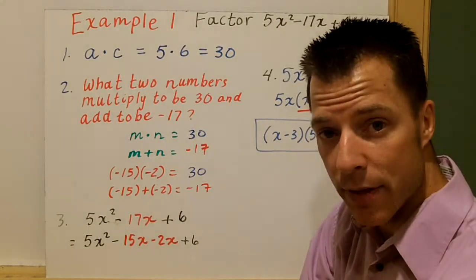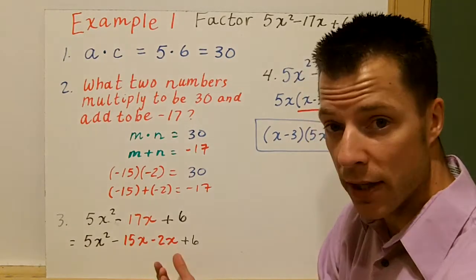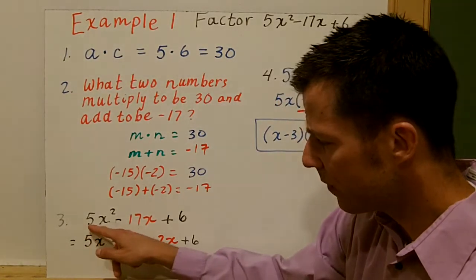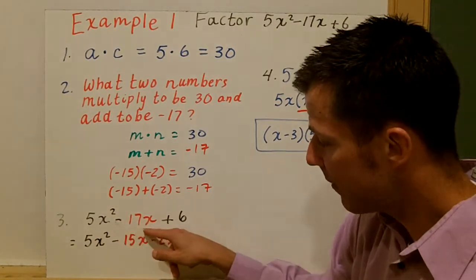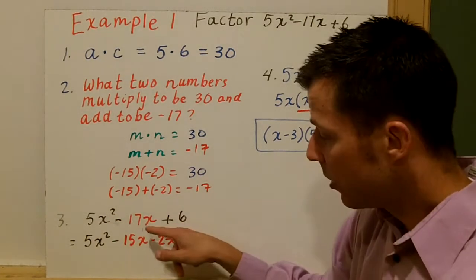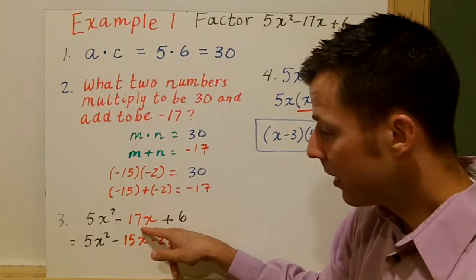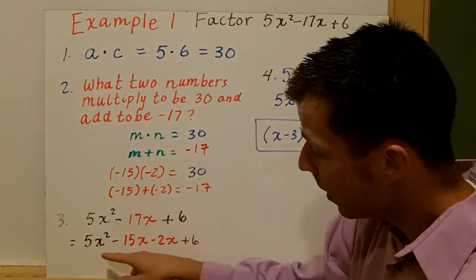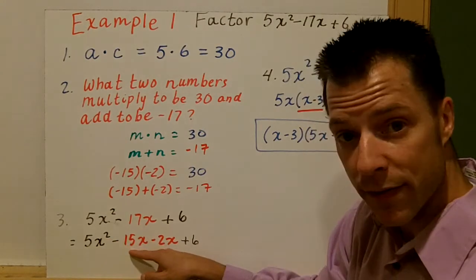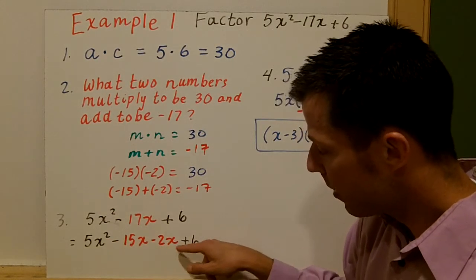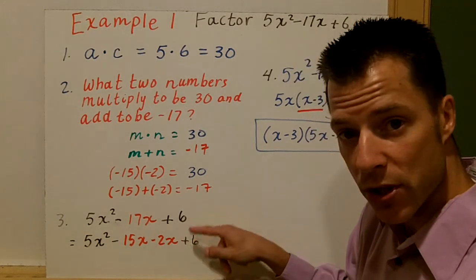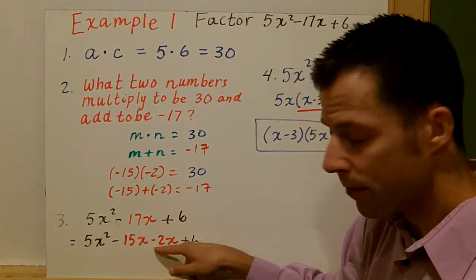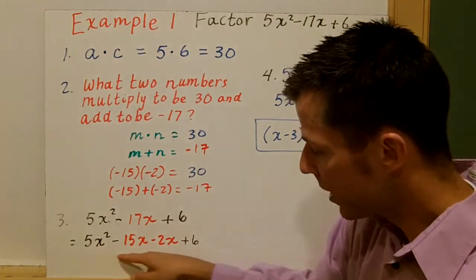In the 3rd step, they ask us to simply rewrite the expression and then factor. Here's my original expression, 5x squared minus 17x plus 6. Notice how this middle term is in red. Let's look at it when we rewrite that expression with our m and n. 5x squared minus 15x minus 2x plus 6. These 2 expressions are the same. Negative 17x is equal to negative 15x minus 2x. So this was step 3.